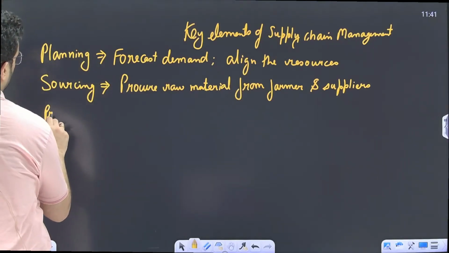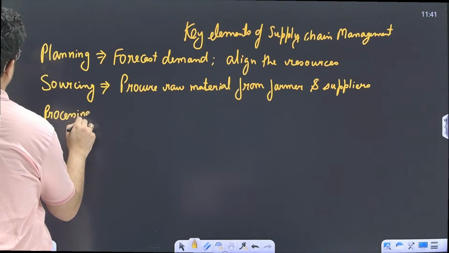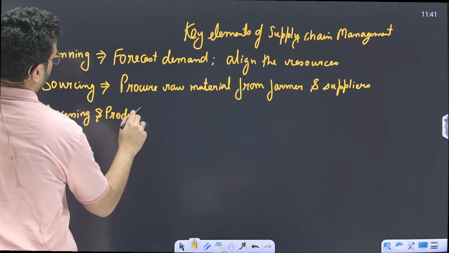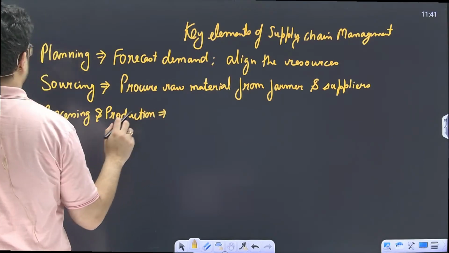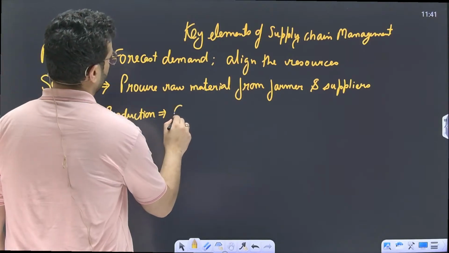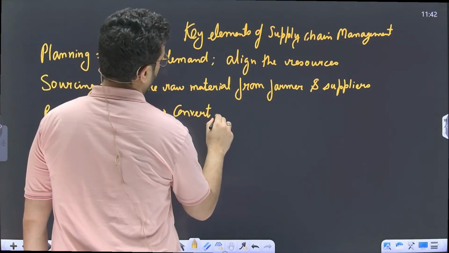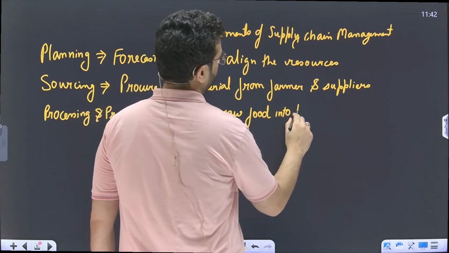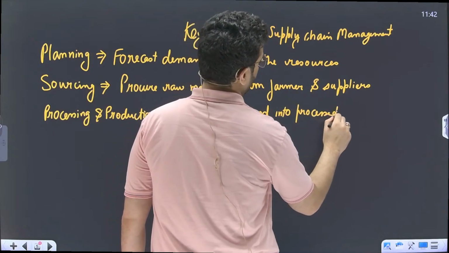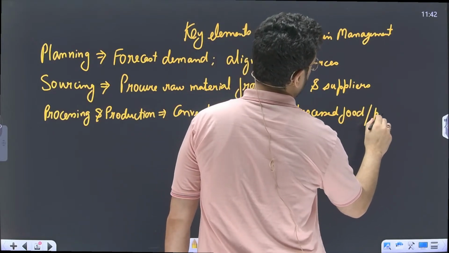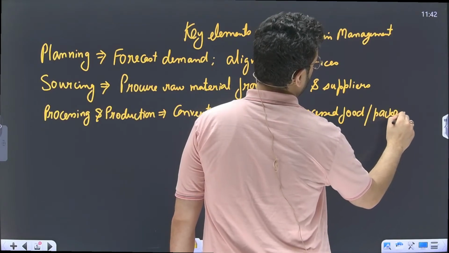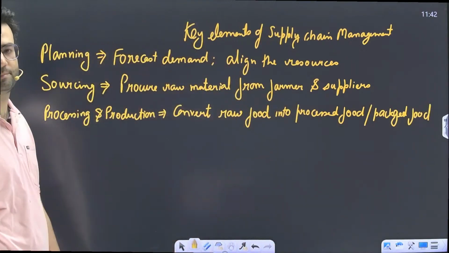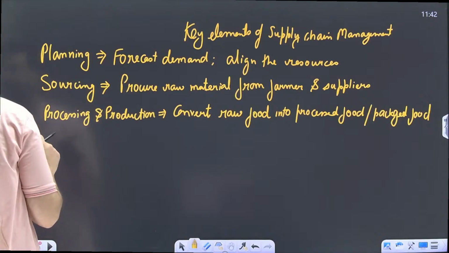Then third, processing and production. Convert raw food into processed food or packed food. Processing is done, then storage.